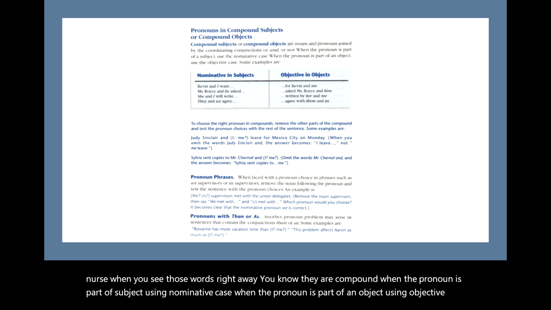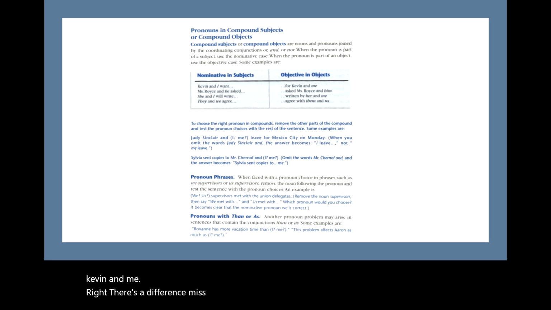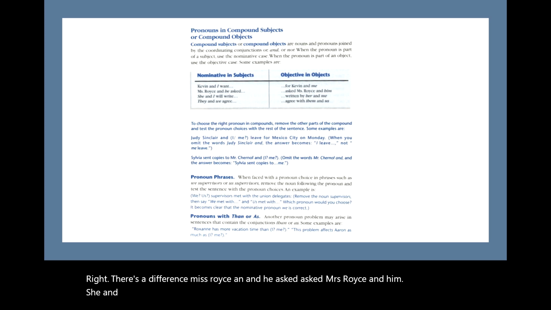Here are some examples. Nominative, Ken and I. Objective, objects for Kevin and me. Right? There's a difference. Miss Royce and he asked Mrs. Royce and him. She and I, written by her and me. They and we agree with them and us. And us, I should say.